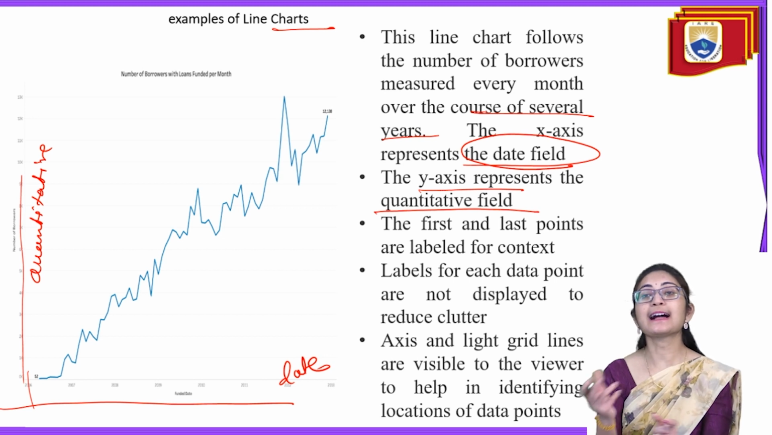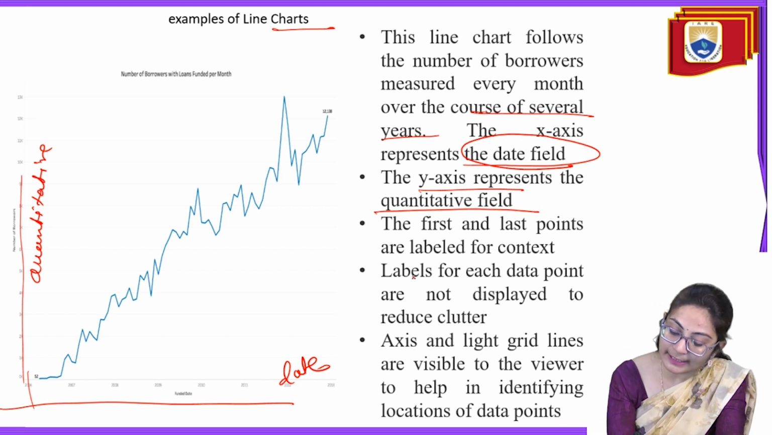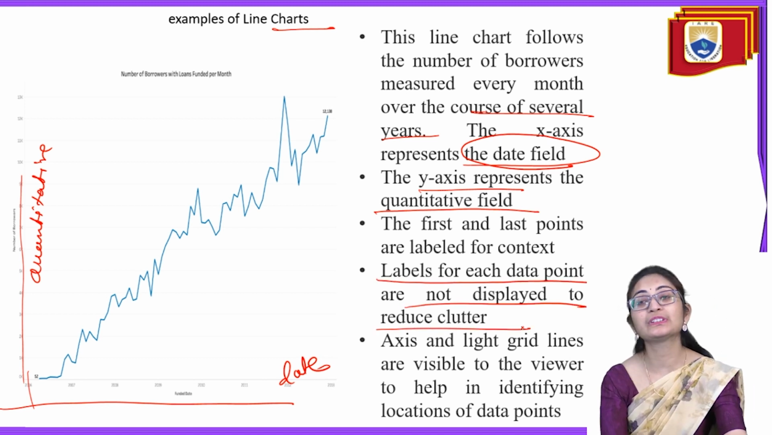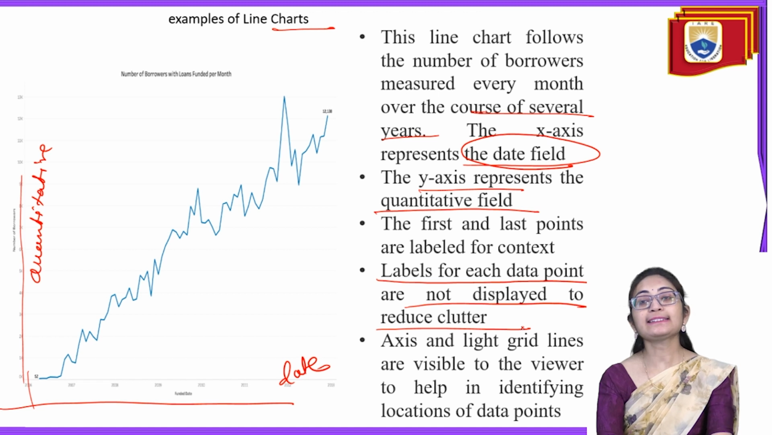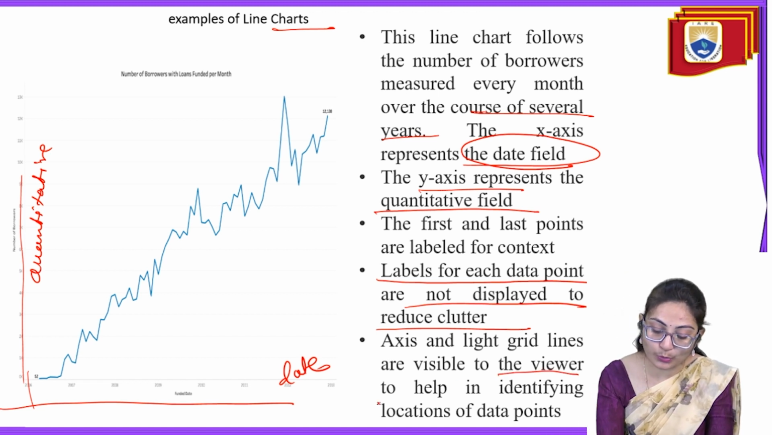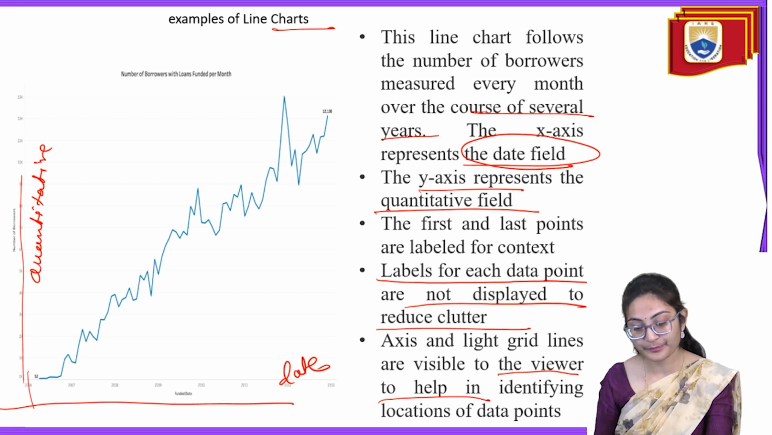The first and the last points are labeled for context. The labels for each data point are not displayed to reduce the clutter. Axis and grid lines are visible to the viewer to help in identifying the locations of the data points.